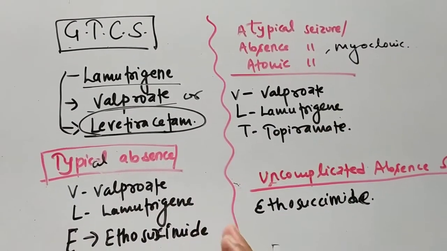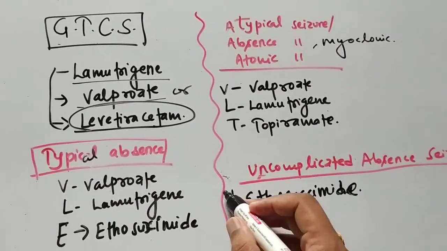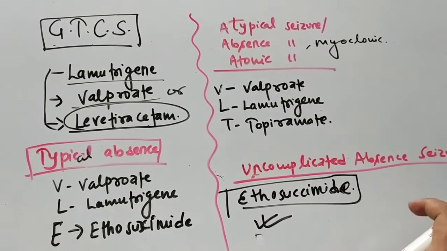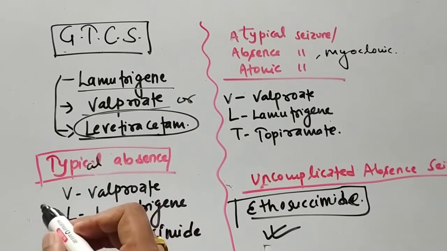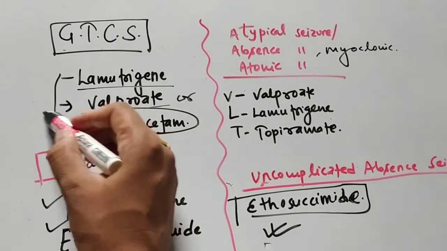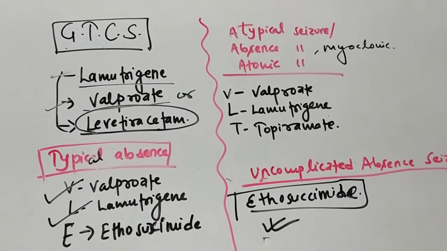So basically in uncomplicated absent seizure, the best drug is ethosuximide. But in complicated type of absent seizure, the best drugs are valproic acid and lamotrigine. So valproic acid and lamotrigine are very good drugs used in a different variety of conditions.